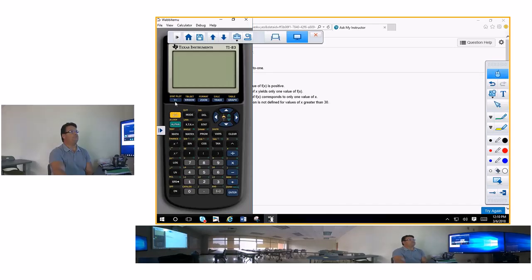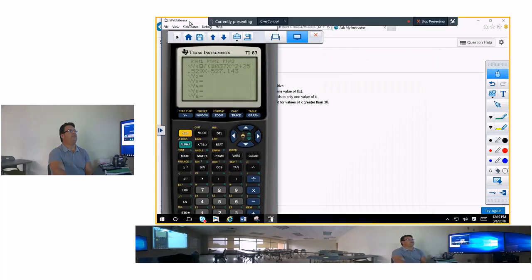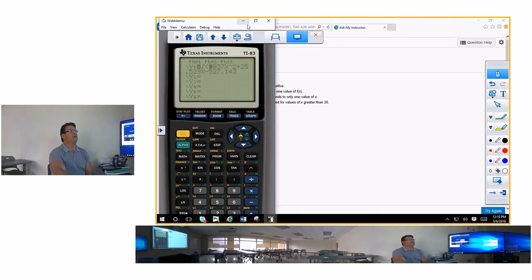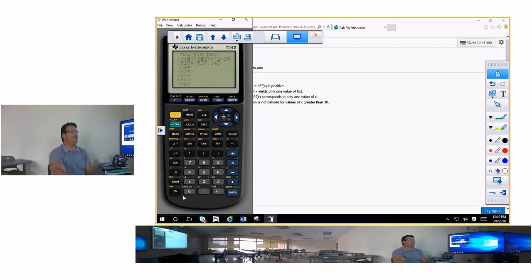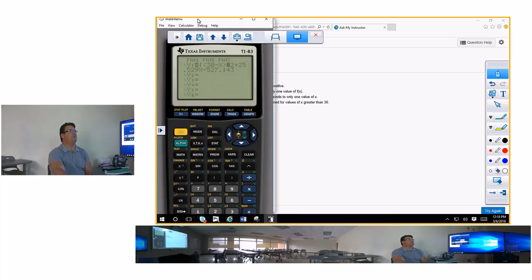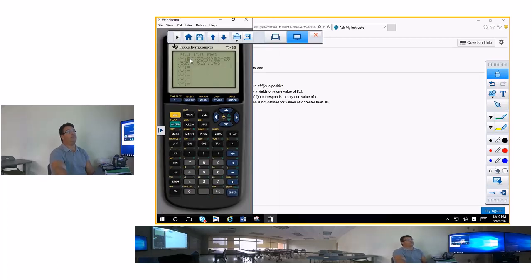Y is equal to the square root, so second square root of x, 30 minus x, close parentheses, then hit plus 2. Now you can also put the plus 2 outside the bracket if you want to.